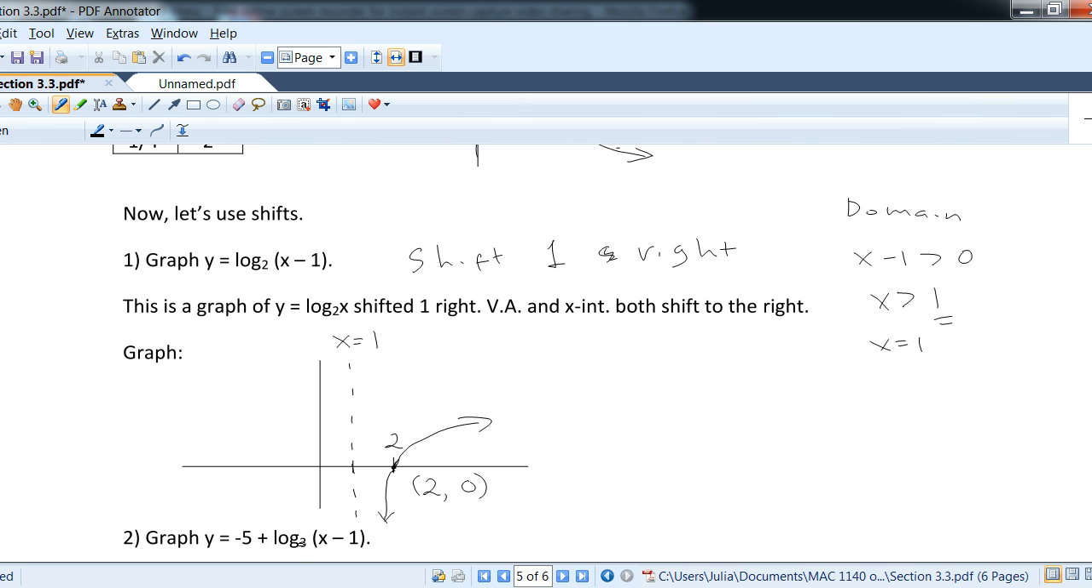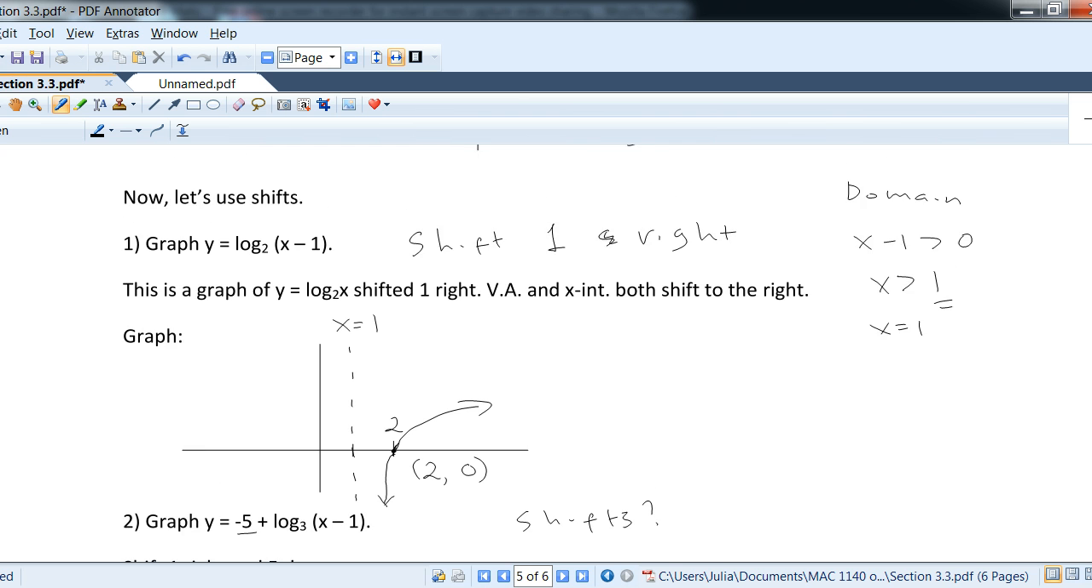Negative 5 plus log base 3 of x minus 1. Once again, the base is bigger than 1, which means the basic graph looks something like this for this shape. But what would be the shifts? Well, we do know the negative 5 now. There is a number that's added outside of the function. That corresponds to the vertical shift. In fact, it would be shift down because of the negative 5. Now the minus 1 right here is very similar to the previous logarithm. It would be shift 1 to the right again.